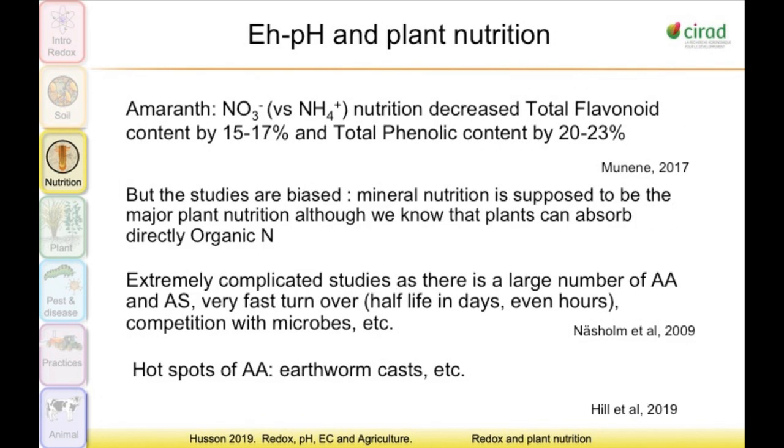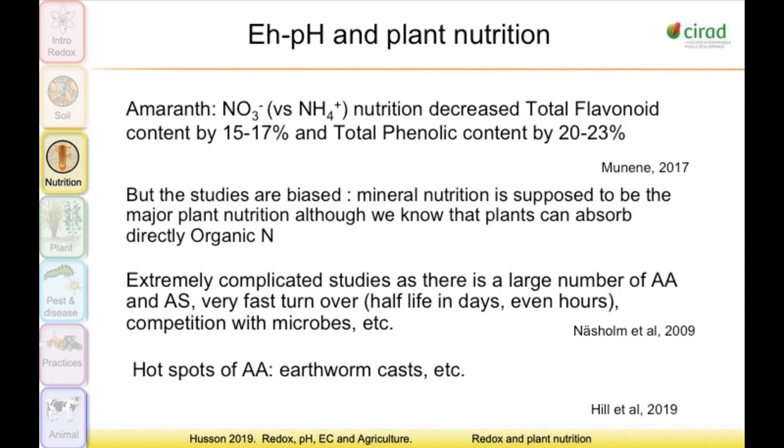In amaranth, you will decrease the total flavonoid and the total phenolic content. So there's information on this in the literature. But in fact, all these studies are biased because we make the assumption in all the literature that plants will absorb mineral nitrogen only. Okay? And we know that plants can absorb organic nitrogen. And we even know that if they have the choice, they will absorb amino acids and amino sugars better than mineral nitrogen. One of the reasons is that they take some molecules with energy.